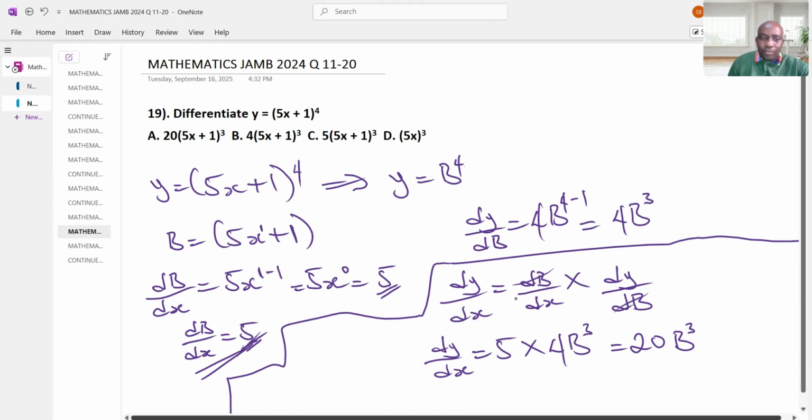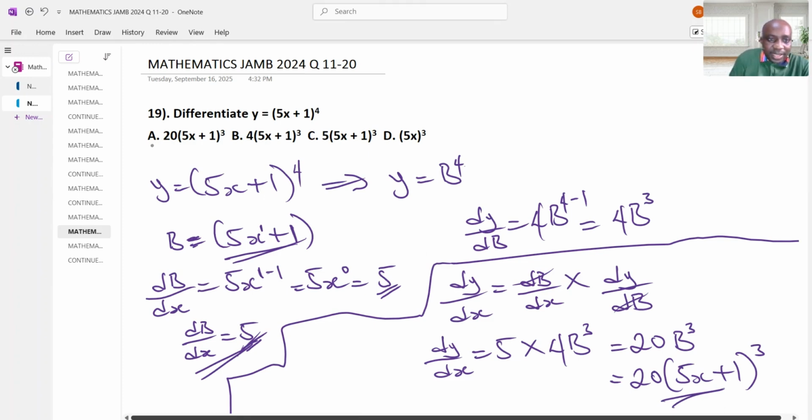Now, we used the assumption that b equals 5x plus 1. Therefore, this b will represent 5x plus 1, raised to the power 3 that is on top of b. So we put it here: 20 times (5x plus 1) raised to power 3. This is our final answer. Do we have that one? Yes, our final answer here is option A.